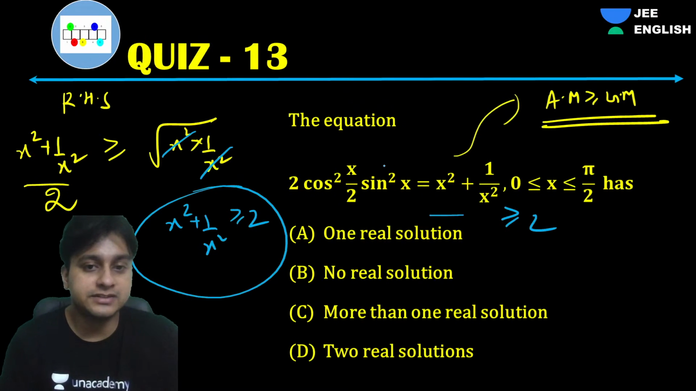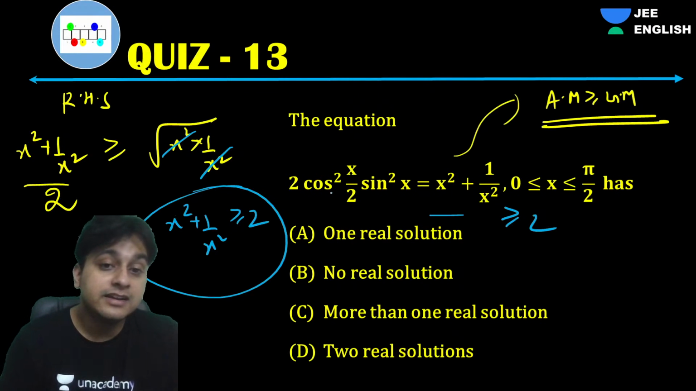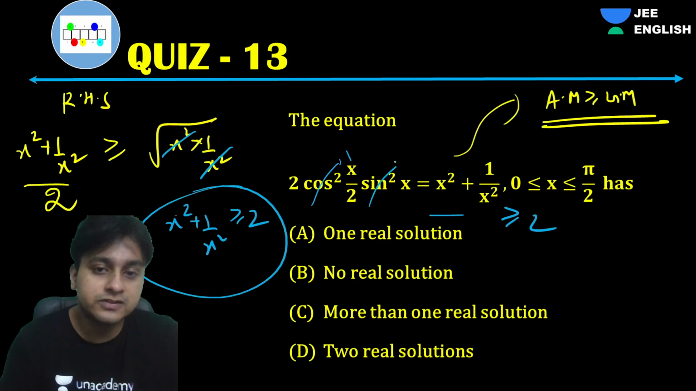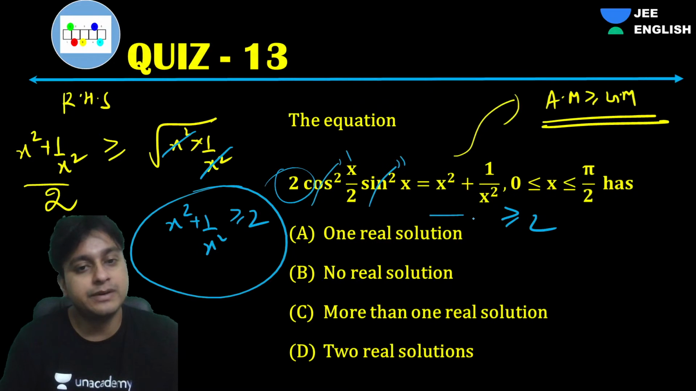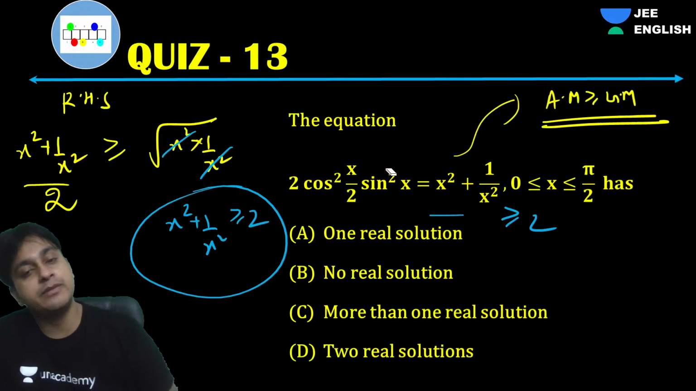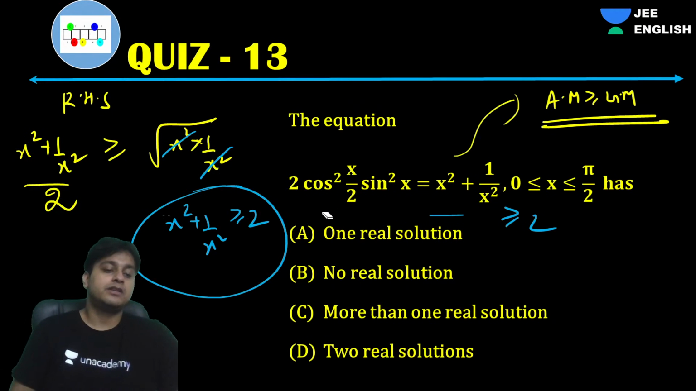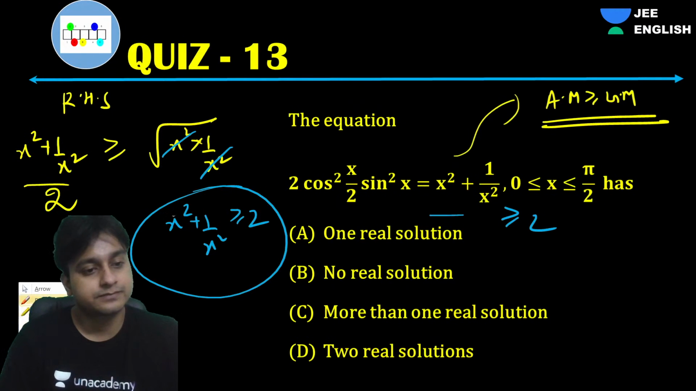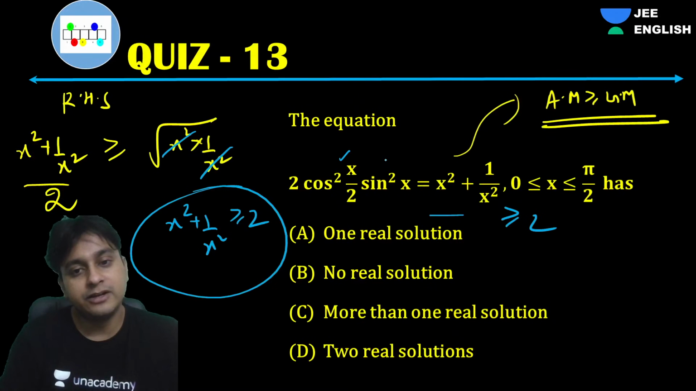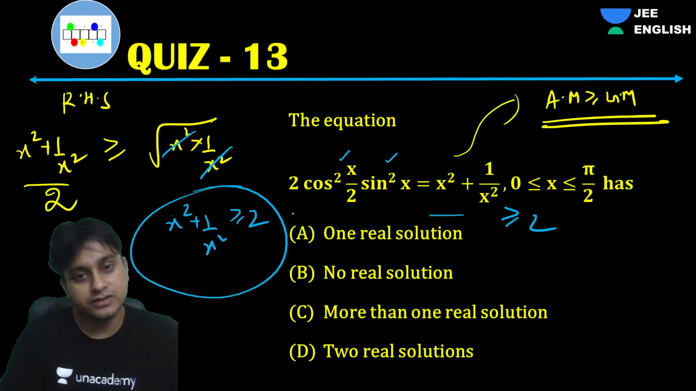Now what about the LHS? See guys, you will be thinking that, sir, its maximum value, this also will become 1, this also will become 1, it will be 2. So they will have some intersection. Can cos square x by 2 and sin square x become 1 at the same time? Never. Cos square x by 2 and sin square x will never become 1 at the same time. So this is always less than 2.